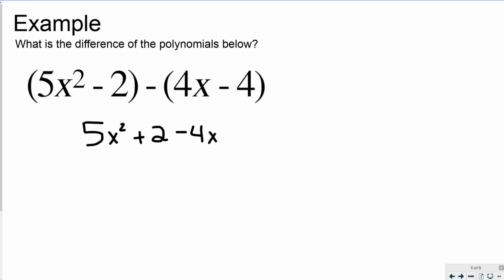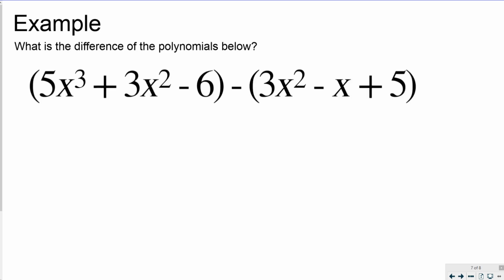But this answer here is not in standard form. All the answers that we write need to be in standard form. So I'm going to rearrange them into standard form, which we learned about last section. So it should be 5x squared minus 4x plus 2, which is also, when classified and named, a quadratic trinomial again. So that was it for that subtraction problem.